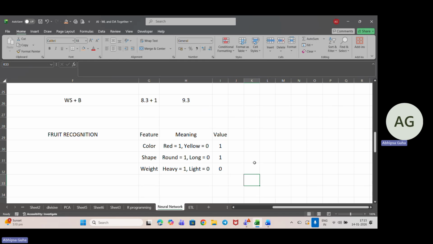Okay, so my input layers give this value forward, like just transfer this value forward, 1 comma 1 comma 0, right? So this is the data that goes in. So each number goes into one neuron, and each neuron holds one fact. Okay, this is how it will move.